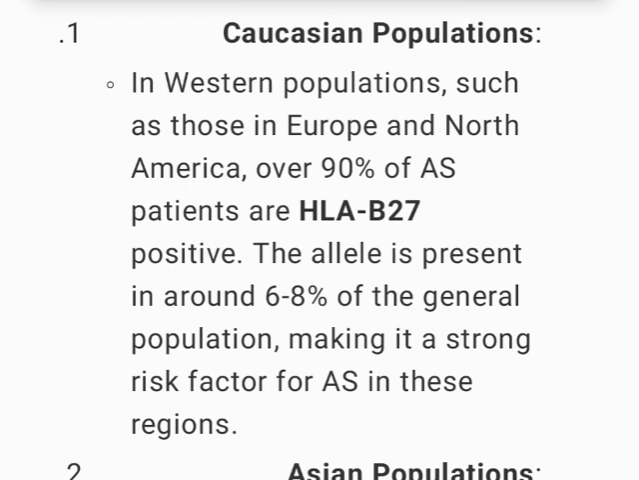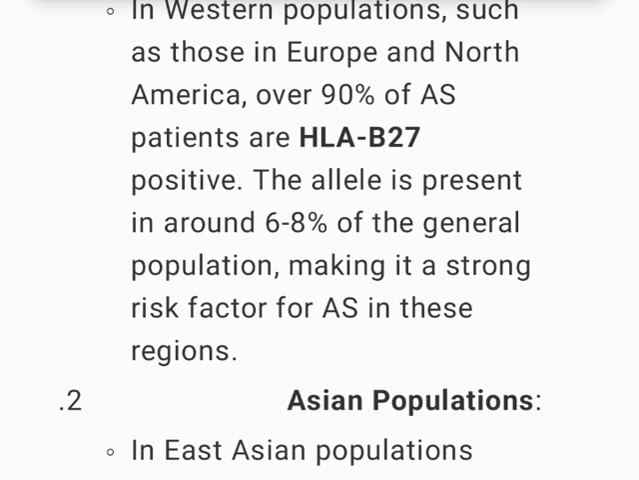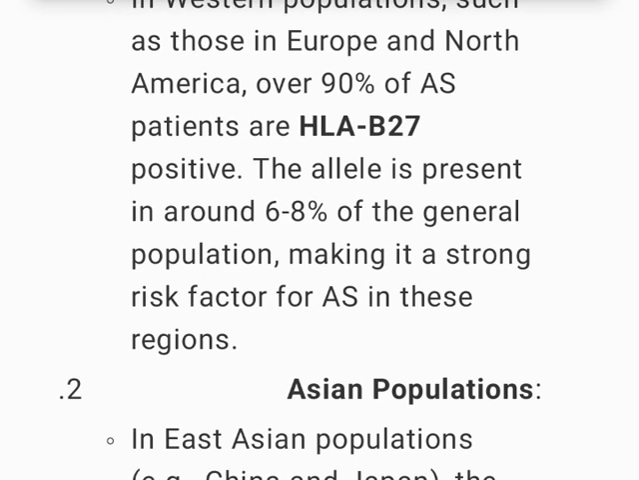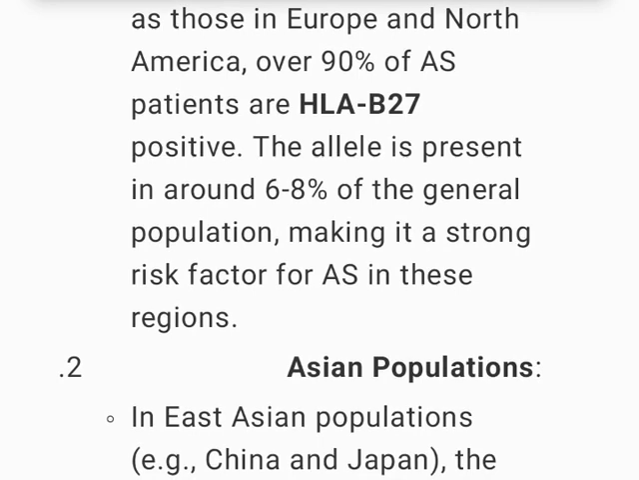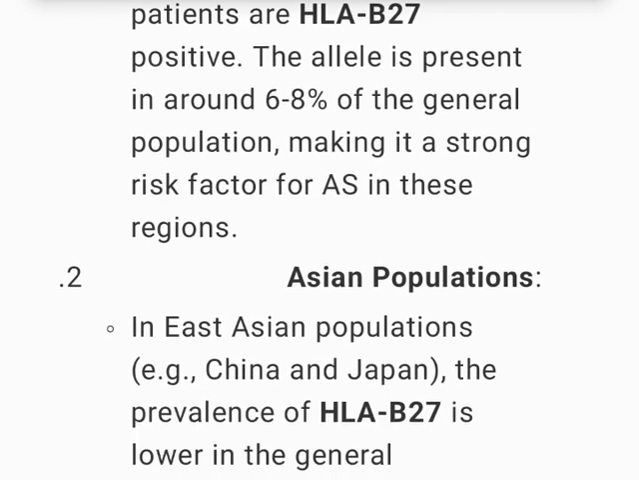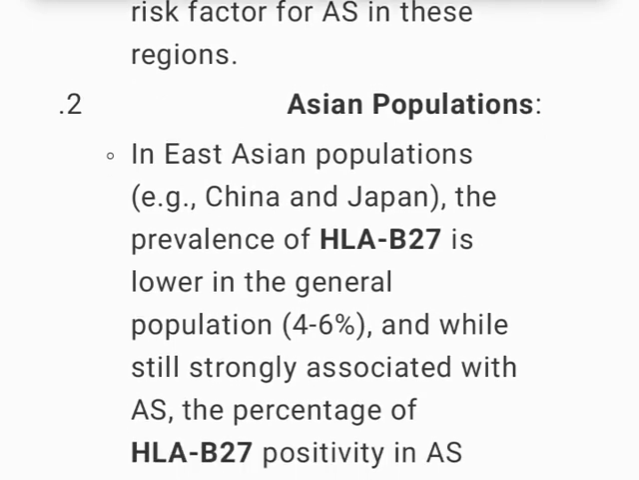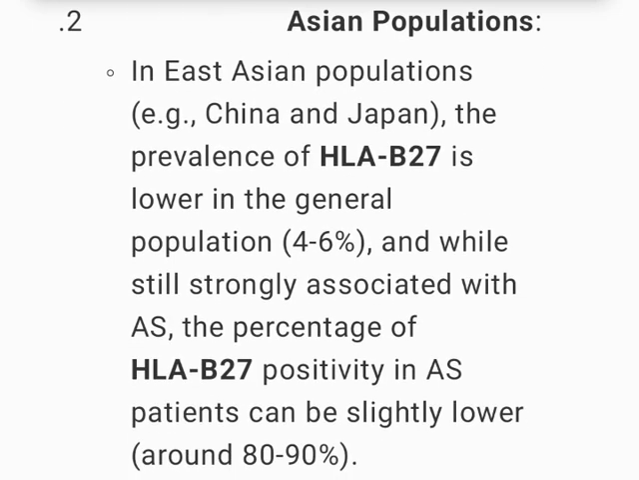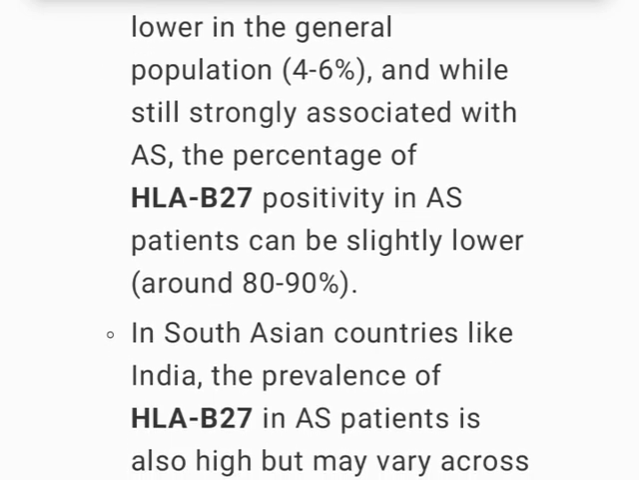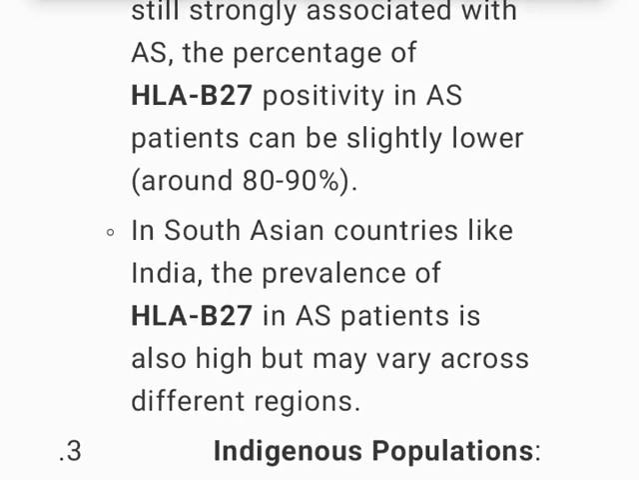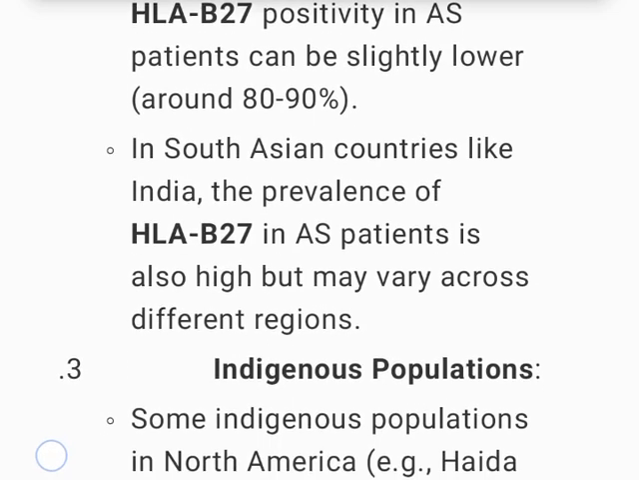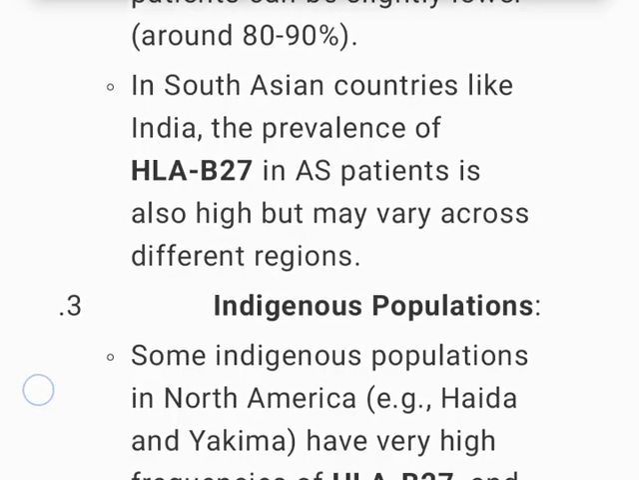1. Caucasian populations. In Western populations, such as those in Europe and North America, over 90% of AS patients are HLA-B27 positive. The allele is present in around 6 to 8% of the general population, making it a strong risk factor for AS in these regions. 2. Asian populations. In East Asian populations, e.g. China and Japan, the prevalence of HLA-B27 is lower in the general population, 4 to 6%, and while still strongly associated with AS, the percentage of HLA-B27 positivity in AS patients can be slightly lower, around 80 to 90%.